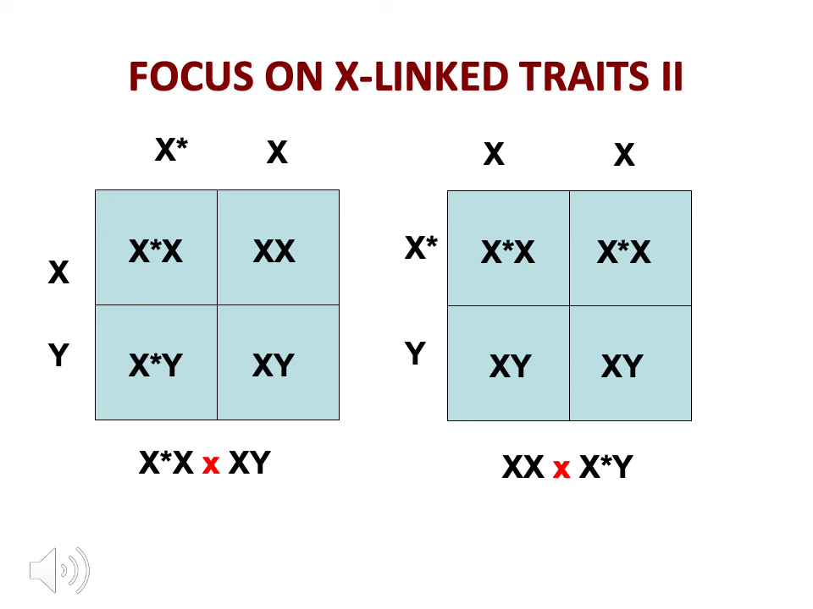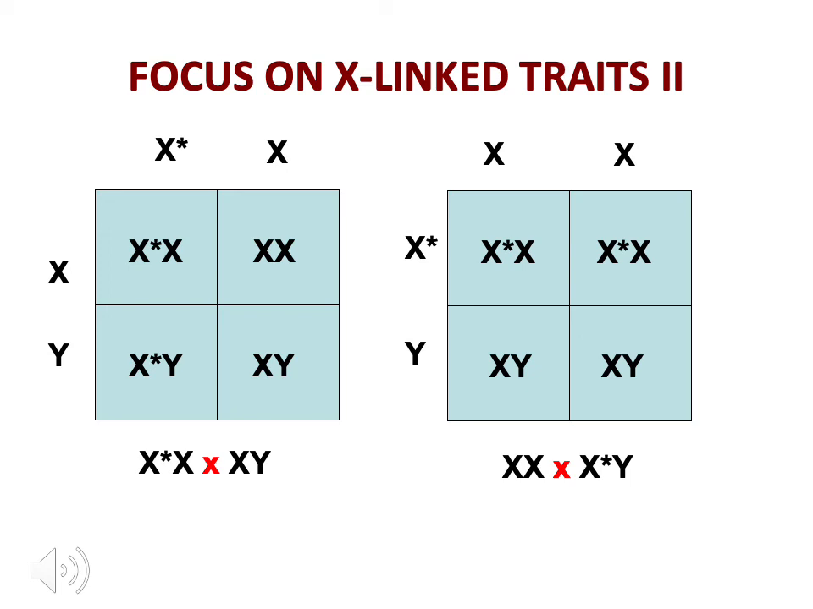We do the cross index thing, and you'll see there's an X asterisk X in the top left. That's a 25% probability of having a carrier female as a daughter. I see XX on the upper right. That means there's a 25% probability of having a phenotypically normal female with no color blindness allele. I've got a 25% chance of having a son down the bottom left who is colorblind, and I've got a 25% chance of having a son who's normal visioned on the bottom right.